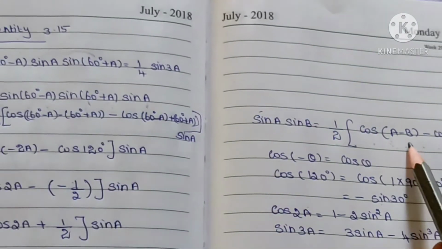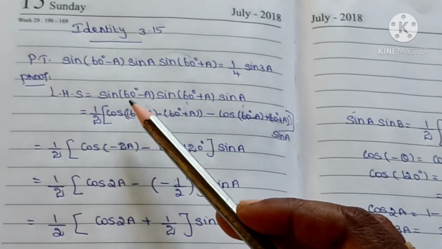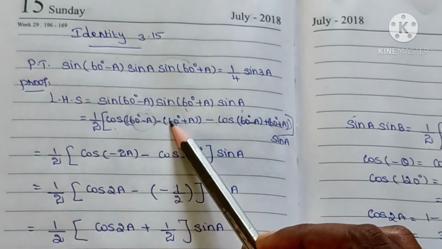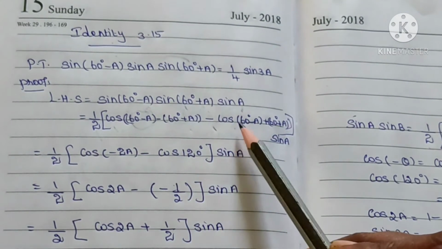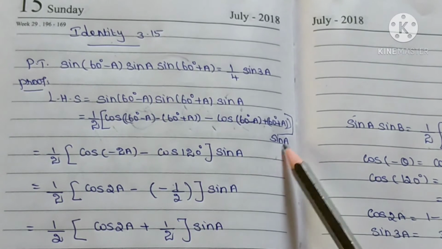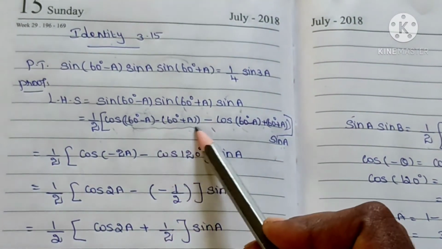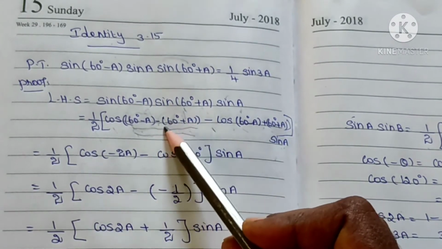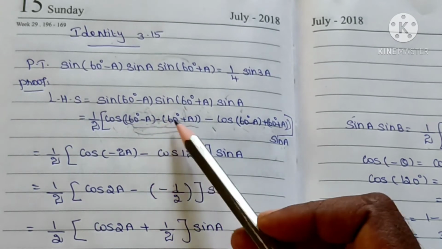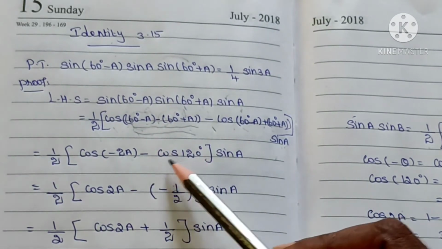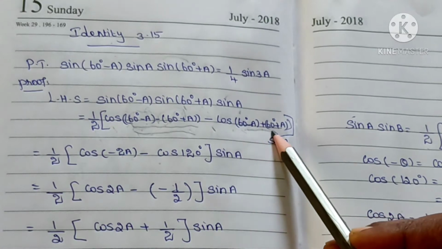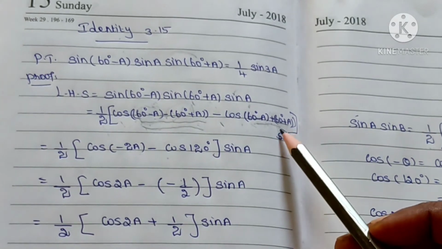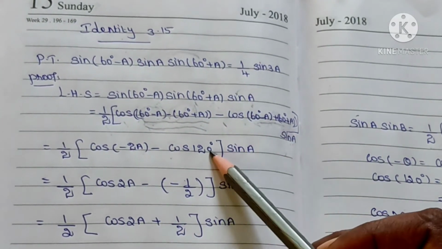Okay. Substitute this formula. In A place you substitute 60 degree and in B place substitute A. So 1 by 2 into cos A minus B minus cos A plus B. Write sin A outside. Okay. Then simplify this one. 60 degree minus A, we take minus inside. Minus 60 degree minus A. So 60 and minus 60 cancelled. Minus A is minus 2A. Here we simplify the term 60 degree minus A plus 60 degree plus A. So minus A and plus A are cancelled. 60 degree plus 60 degree is 120 degree.